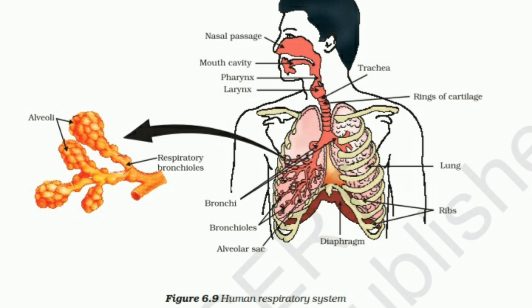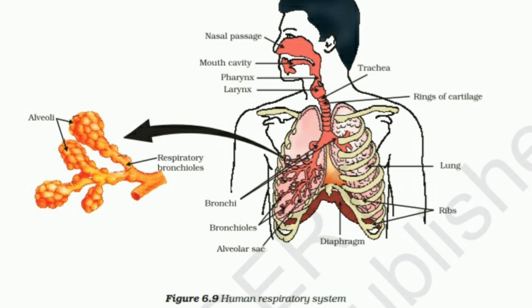Oxygen combines with the food present there to carry out cellular respiration. As a result of respiration, carbon dioxide is formed. Carbon dioxide is water soluble, so it dissolves in the blood and then moves back in the reverse direction through the alveoli, bronchioles, bronchi, trachea, pharynx, and is exhaled out through the nostrils.